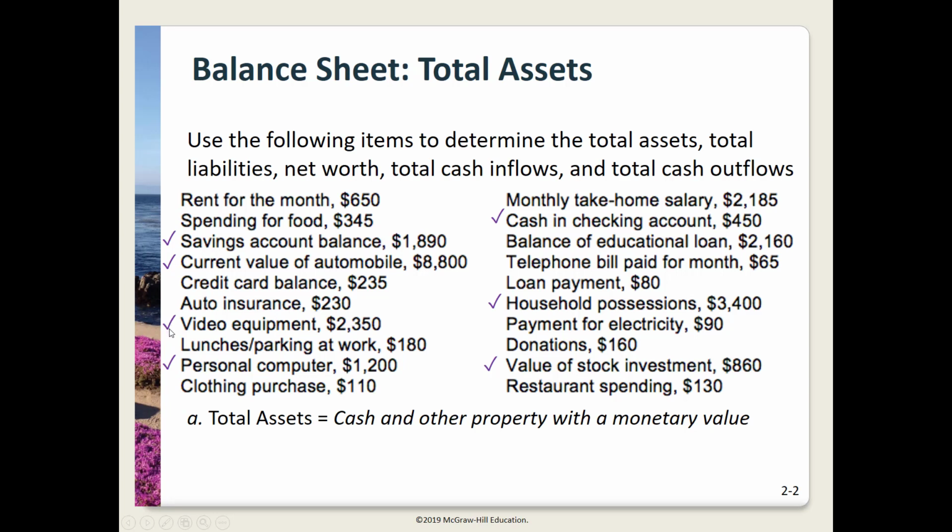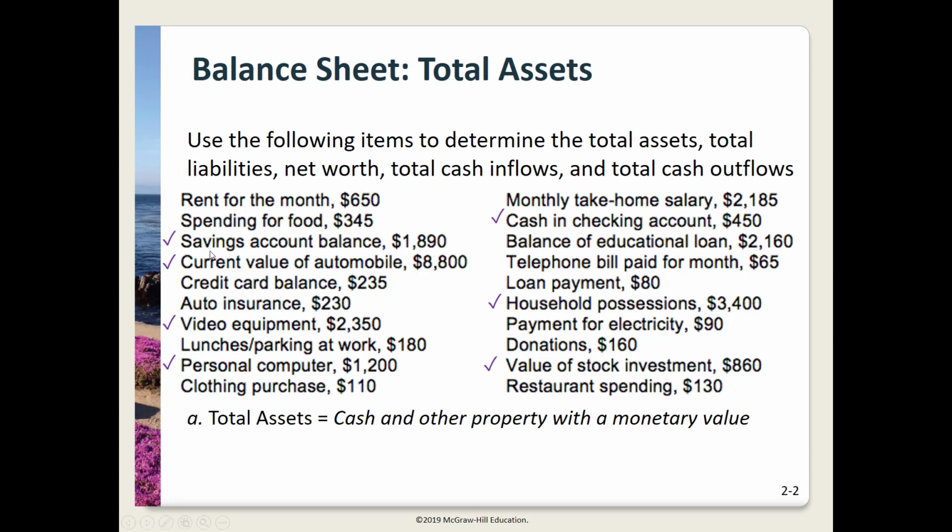We also own video equipment of $2,350. As we go down some more, we have a personal computer valued at $1,200. And we go to the next column, we can see we've got cash in our checking account of $450. Going down further, we can see we've got household possessions at $3,400. And if I continue down, last but not least, we have a value of stock investment at $860. So again, another way to think about assets is something that you have on hand. If you had to, you could sell it for monetary value. So a lot of these items here we could sell on Craigslist or eBay in order to make some money off it. And then also any cash in different accounts that we might have.